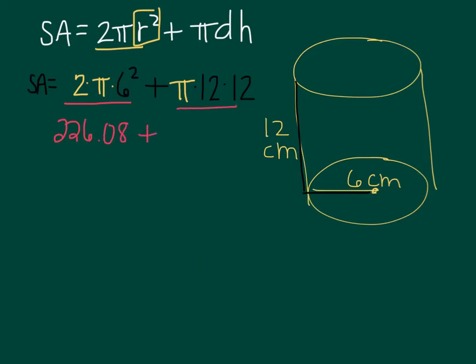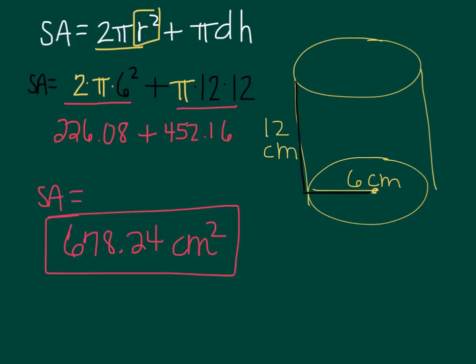Plus, now I come type in this, 3.14 times 12 times 12. And I get 452.16. Okay, now just a quick reminder, this is the area of the two circles. This is the area of the rectangle. Now I just add them up. So I'm typing it in, and my final surface area is 6.